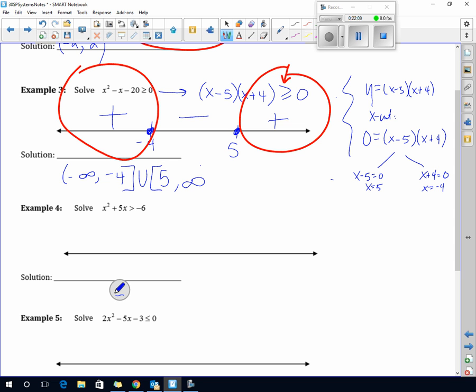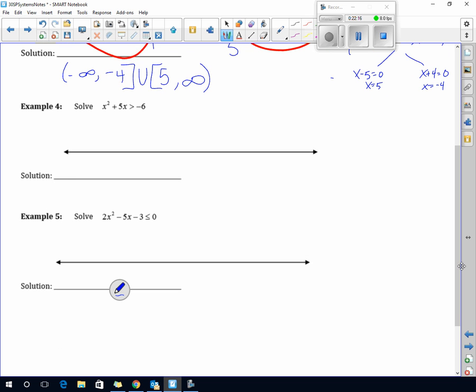What's the first step we have to do here? We have to have a 0 on one side, right? Move this over. So we get x squared, so I'm just going to put an arrow. X squared plus 5x. What happens when you move a minus 6 over to the other side? It's a plus 6. Greater than 0. Then what do we do? We factor it. So I'm going to put a little arrow and I'm going to factor it. What is it factored?